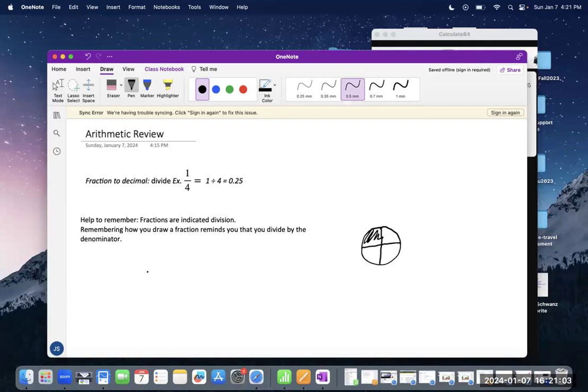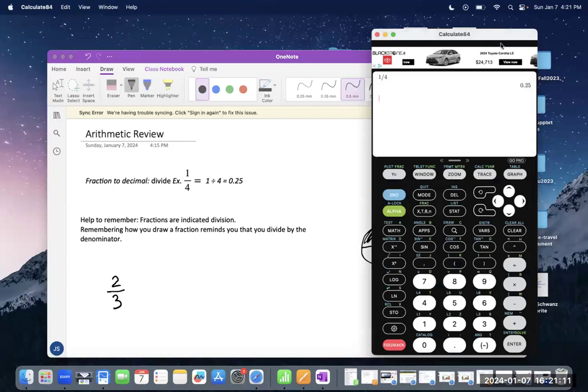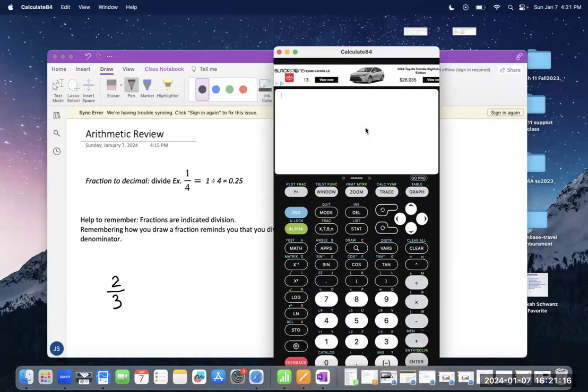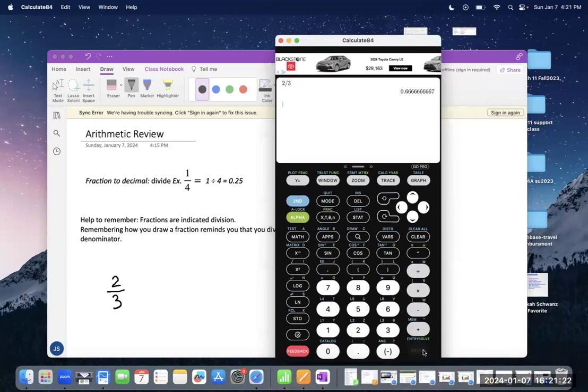All right. Just one more example. If you were to do 2/3, the way I would find the decimal equivalent to 2/3 is I would enter into the calculator 2, and then I would press divide, and then I'd press 3, and then enter. And it's equal to 0.6666.